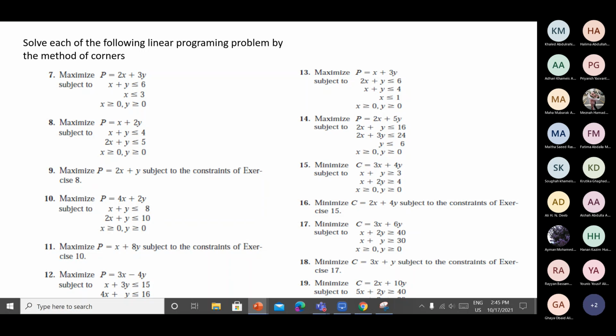Okay. Now let's solve only one of these. We have to graph and find the values at the corners. Choose one to solve for you, and I'll leave the rest for you. Which one would you like me to solve, guys? Go for 17? Okay. 17 is asking you to minimize.